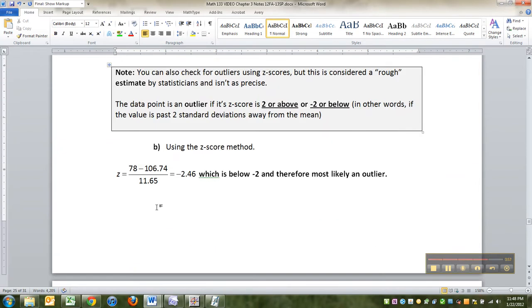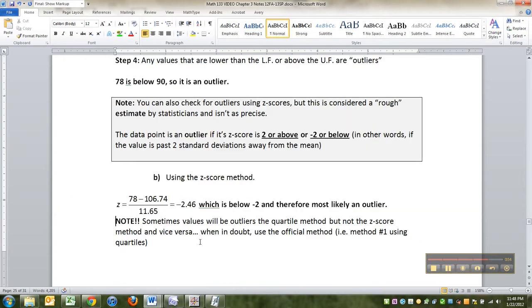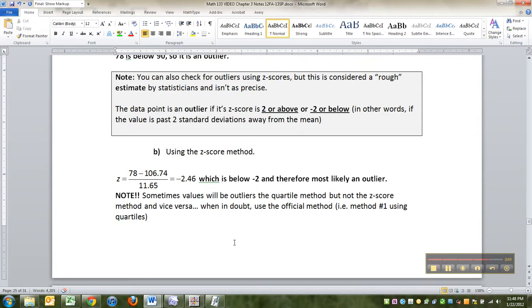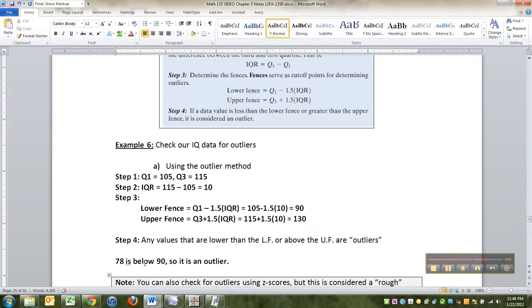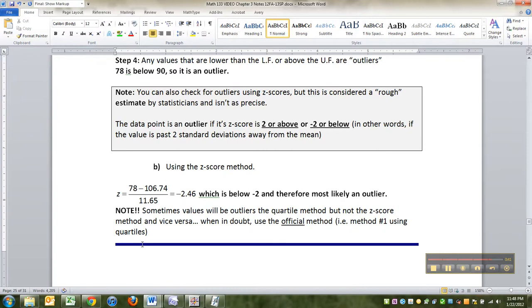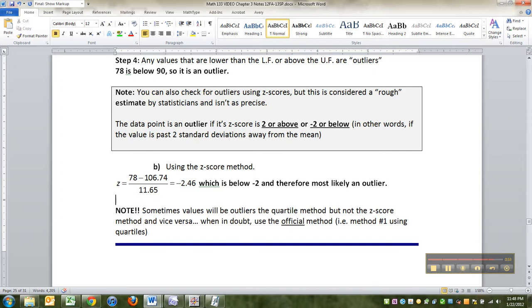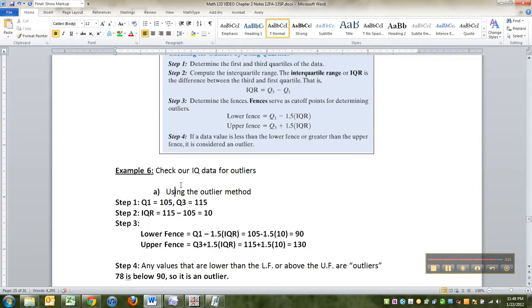Sometimes values will be outliers with the quartile method, but not the z-score method, and vice versa. When in doubt, use the official method, and that's method number 1 with the quartiles and all that jazz. That is the correct method of determining whether something's really an outlier or not. This z-score method is just kind of a quick way to double check yourself, but it's not going to work perfectly every time. So when in doubt, use this method right up here.